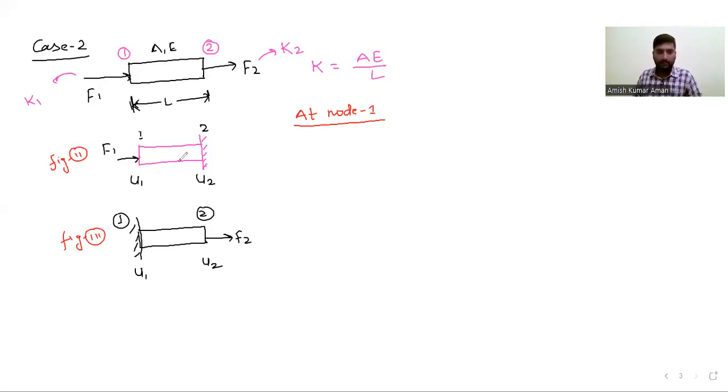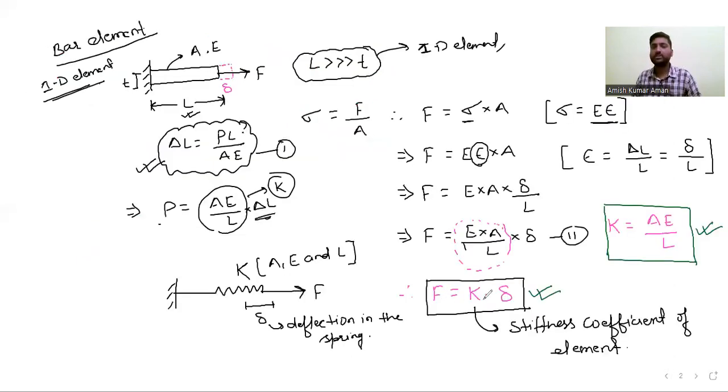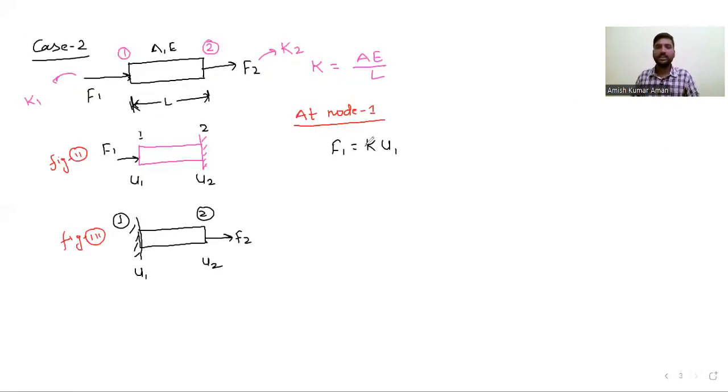From figure number 2, we can write the equation F1 will be equal to K into U1, right? Because here the second node is fixed. See the previous case. Finally, what we got, F is equal to K into delta. Delta is the displacement, right? We have considered that displacement at node number 1 is U1. So F is equal to K into delta, delta here I am taking as U1. So F1 will be equal to K into U1, if you consider figure number 2.